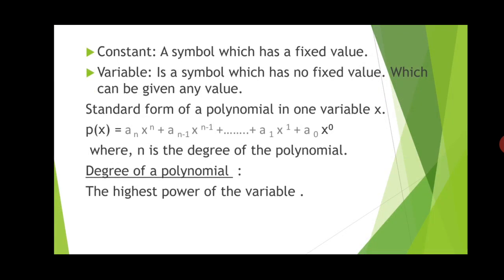Now let us see constant. What is a constant? A constant is a symbol which has a fixed value. For example, 2, 5, minus 3, 4, etc. Variable. It is a symbol which has no fixed value, which can be given any value. For example, alphabets A, B, C, like that, X, Y, Z, like that.